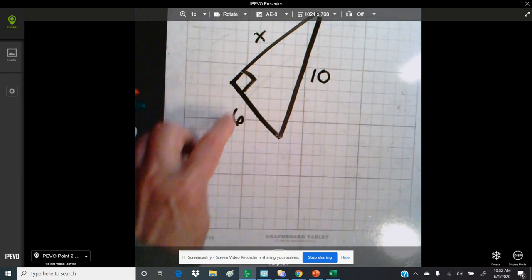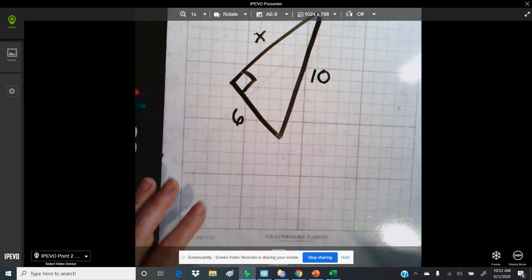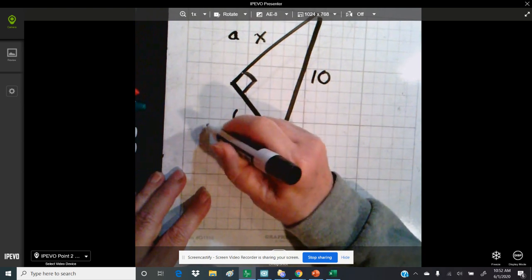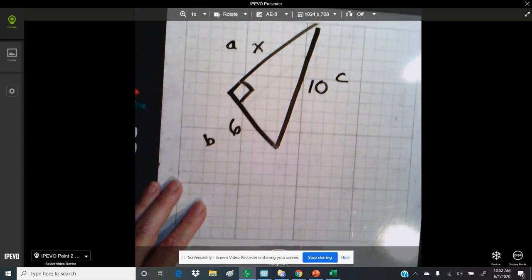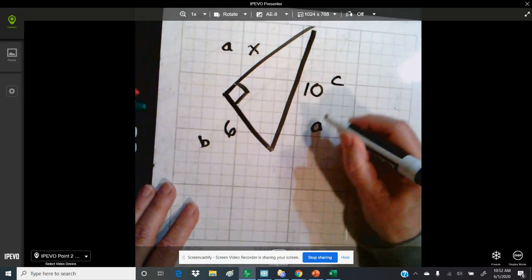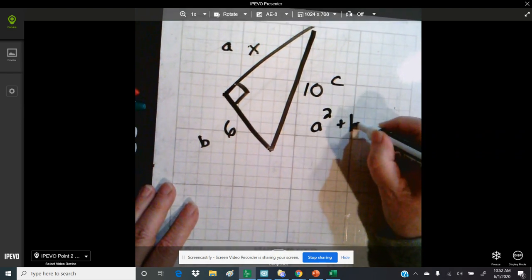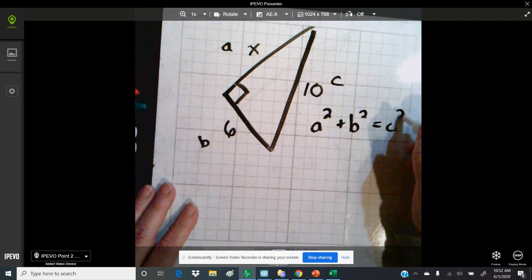Again, it doesn't matter which leg I call A or B. It doesn't really matter. Let's call this one A, this one B. But this is the hypotenuse because it's opposite the 90 degrees. So I'm going to call that one C. Again, my theorem is A squared plus B squared equals C squared.